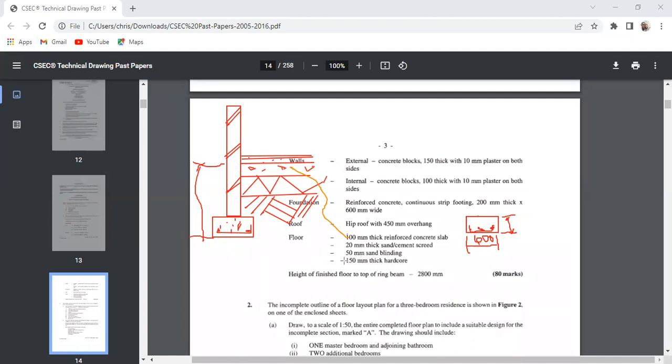The hardcore should be 150. The reinforced concrete, this should be 200 by 600. And the sand cement screed, this should have been that. And the sand binding would have been this. So that's basically all of this is the sub level. It's a part of the foundation detail or the substructure, all of this here. So that's basically the detail.